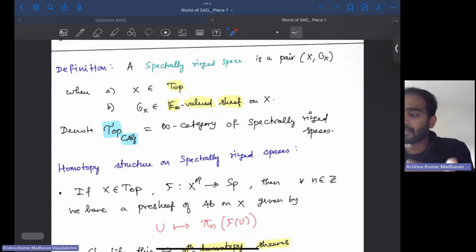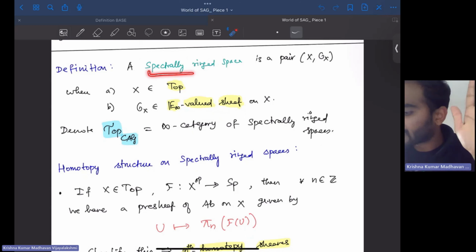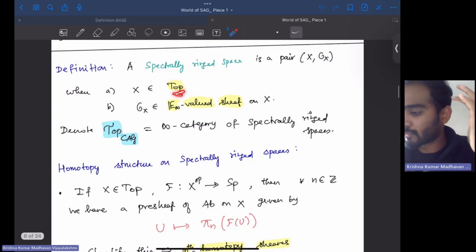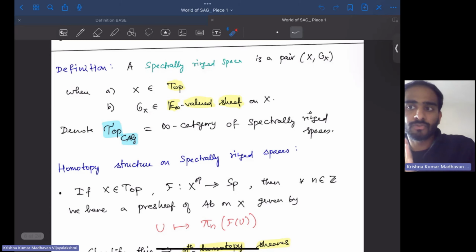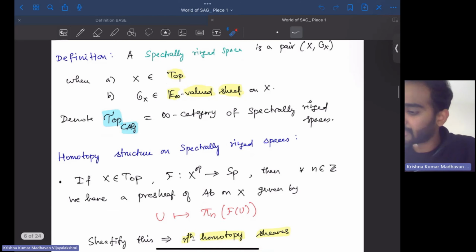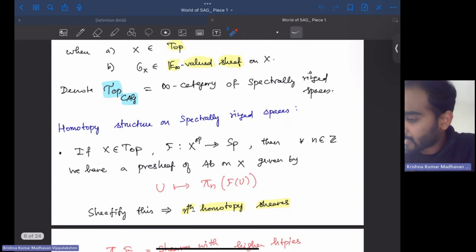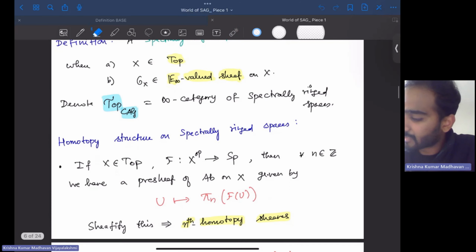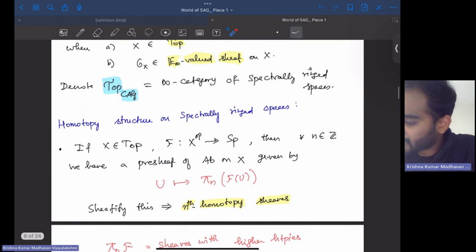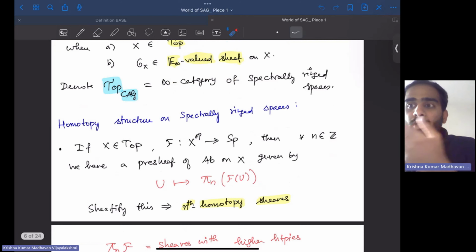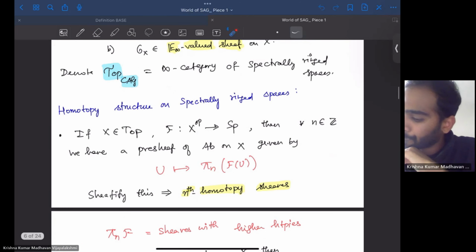This is exactly the analogy of how we do scheme theory. So a spectrally ringed space is exactly the pair (X, OX), where X is the topological space, clear? And OX is just an E infinity valued sheaf. So we are not just taking commutative rings, but also values in E infinity rings. This is the notation we use to denote the spectrally ringed spaces, which is Top C-alg. C-alg means commutative algebra objects, in short, right?